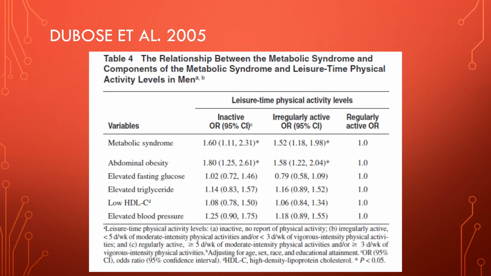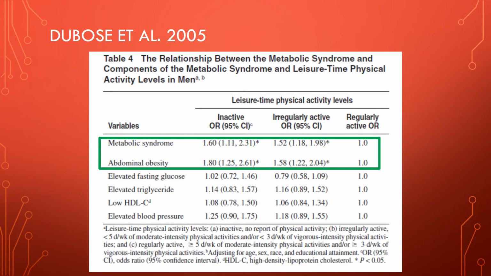So this is in the men all together. So I really want to just look at the metabolic syndrome and obesity. So these are odds ratios. So the reference group is the regularly active. And then you see irregularly active and inactive. The odds ratio for being inactive was 1.6. Irregularly active was 1.52. And you can see that for abdominal obesity, the numbers are actually pretty similar.